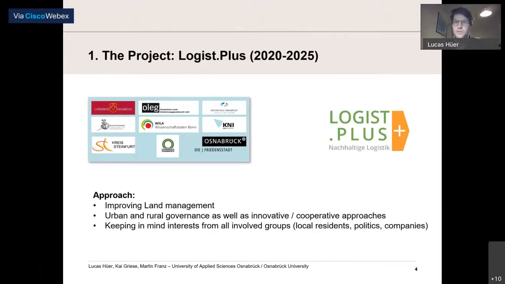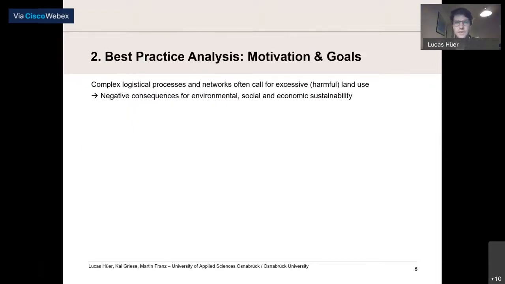So we have the project Logist Plus. I won't talk much about it. I will show you a link at the end of my presentation so you can have more details by clicking on it. But our approach is to improve the land management of the companies in the region of Osnabrück as well as Steinfurt. We are trying to implement innovative as well as cooperative approaches in those companies so that they have better ideas of how to efficiently use their space. For those things, we want to keep in mind not only the companies, but also the local residents as well as politicians, etc. So what is the work that we have done?